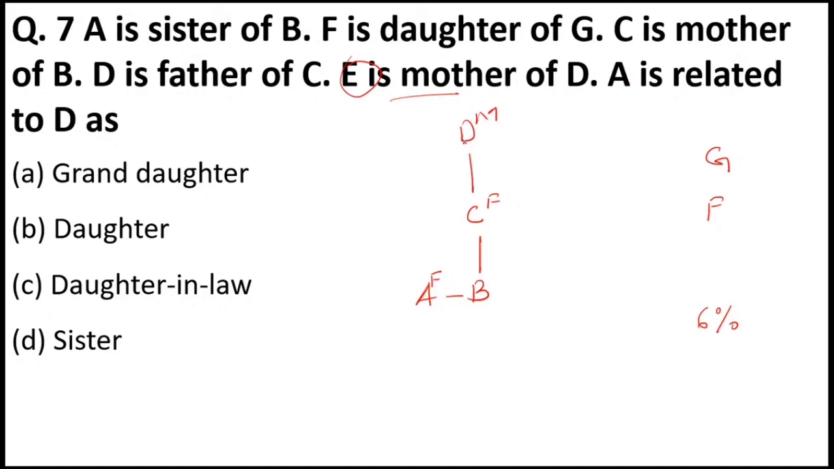A is the granddaughter of D. This is a male person, and the right answer becomes option A, granddaughter. Also remember, because this is female, this is going to be daughter. They could also give you the answer as grandson, but here it is female, granddaughter. Answer A.